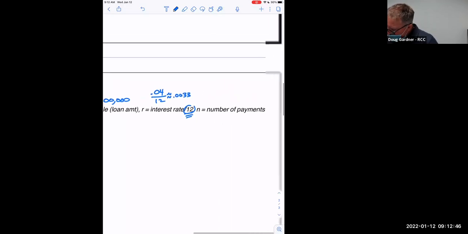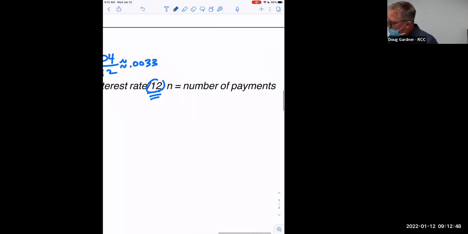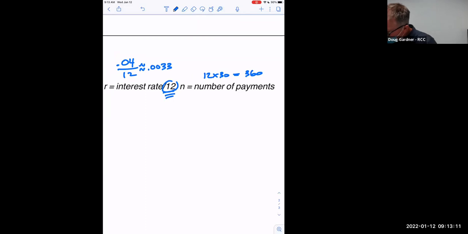And then lastly, N is the number of payments. Does anybody know how many payments you typically make for a house? How long does it take to pay a house off? 30 years. Usually 30 years. Now, that's monthly though, right? So you don't make 30 payments, you make 30 times 12 payments because they're monthly. So the number of payments would be 12 times 30, which is 360. And so those are the variables.